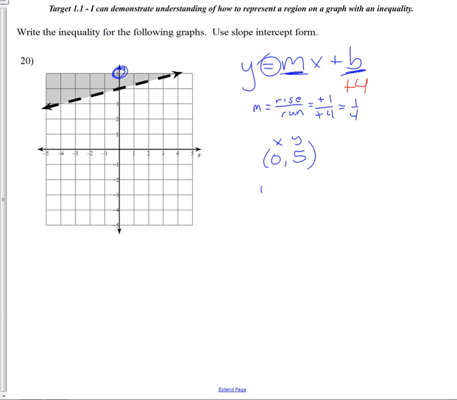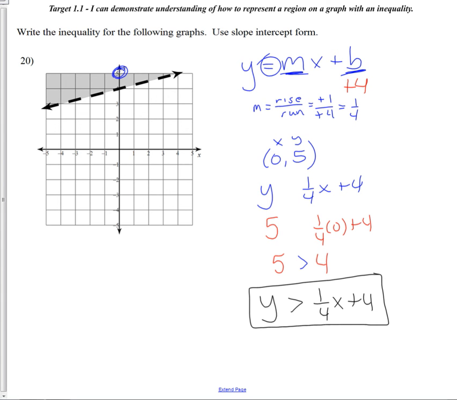So right now we have y, we have a slope of 1/4 x and an intercept of 4. So if we plug (0, 5) in there, 5, 1/4 times 0 plus 4, I have 5 and 4. So what symbol would make that work? Well, 5 is bigger than 4, and since it's dashed, we're not going to put the equal sign with it. So our final equation is y is larger than 1/4 x plus 4.